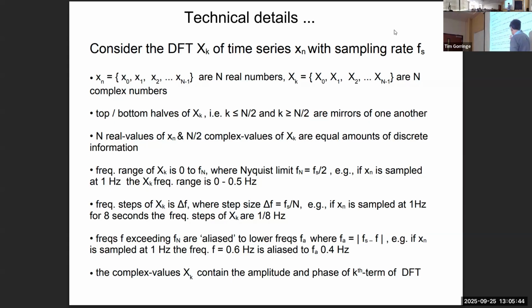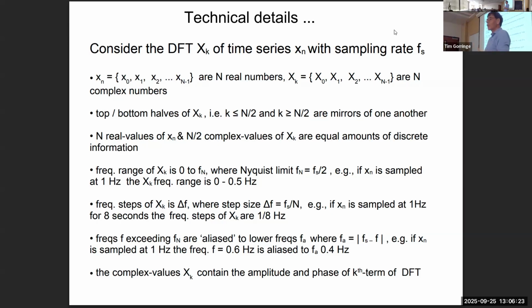Then in the frequency domain, my discrete frequency spectrum will have an interval between frequencies of the 1 Hertz sampling rate divided by 8, the number of samples that I took. So the frequency domain with 8 samples would have spacings between measured frequencies that are 1/8 of a Hertz. So you can see there that obviously if you want a finer spacing in the frequency domain, you need to collect more than 8 data points.